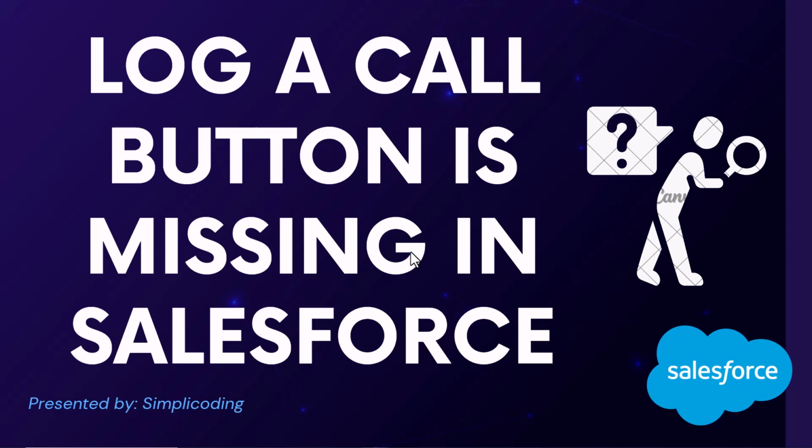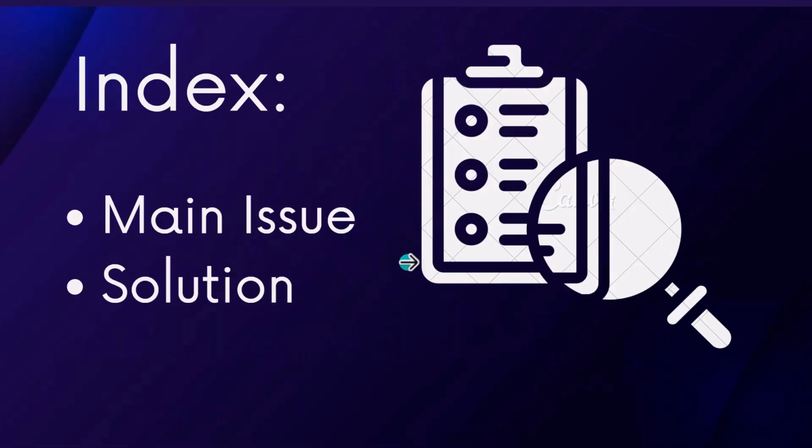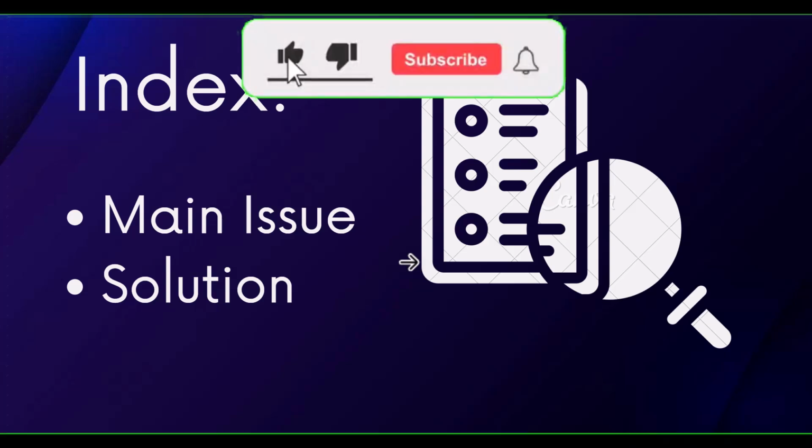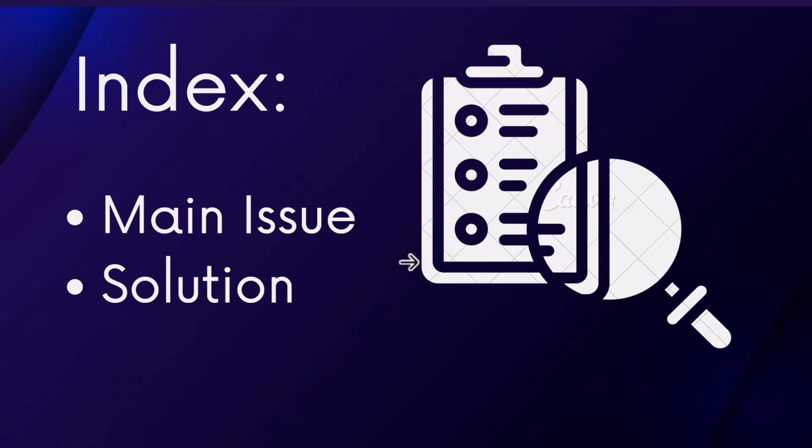In this video tutorial, we will understand how we can solve this issue where the Salesforce Lightning log a call button is missing. We will start off this video tutorial by first discussing this issue related to the log a call button missing, which generally occurs in the activity tab of Salesforce Lightning. Then we will discuss the solution, how we can solve this issue, or how we can add the log a call button in the activity tab of Salesforce.